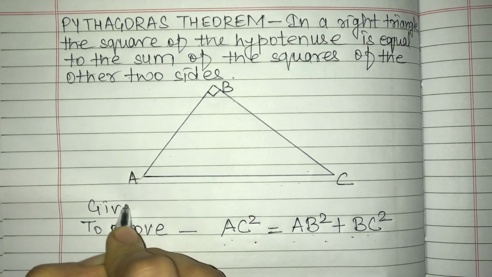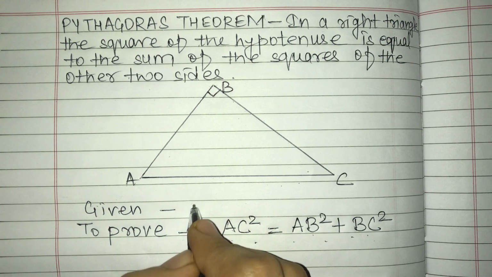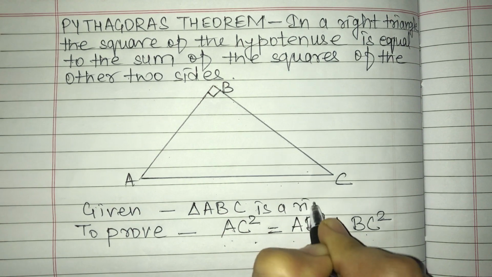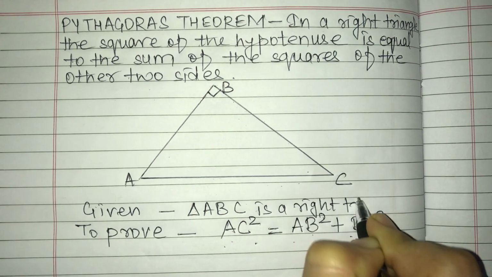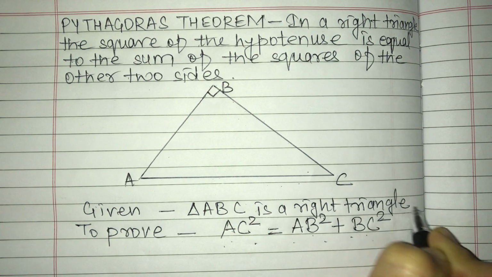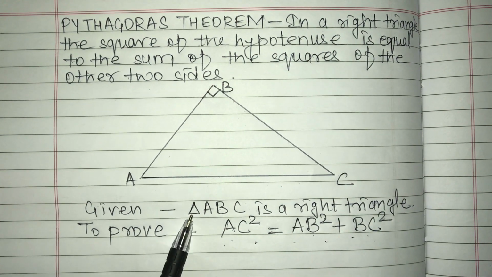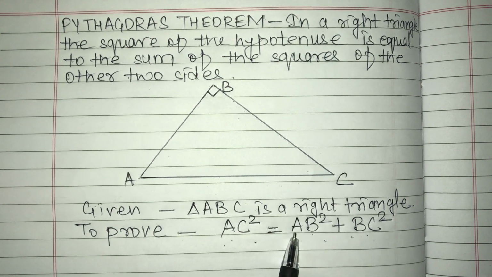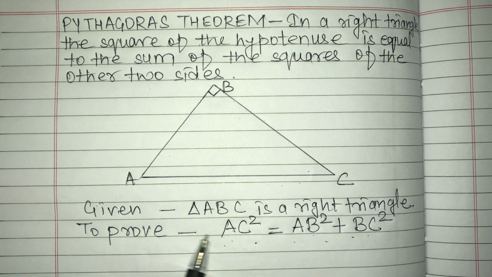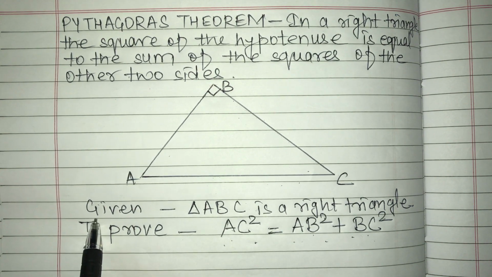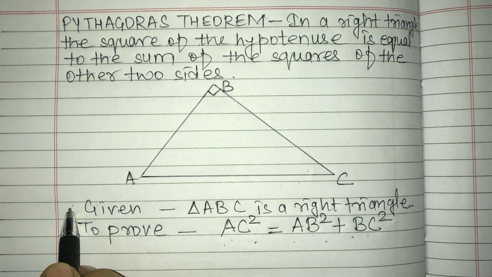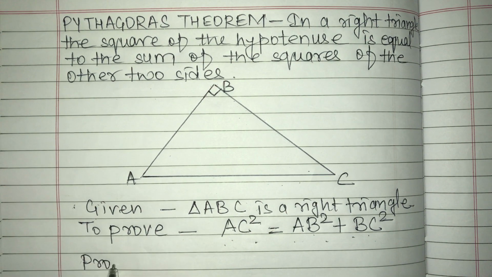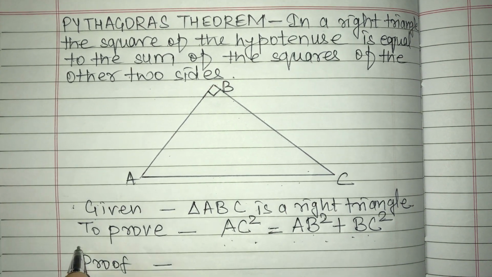And we are already given in the question that this triangle ABC is a right triangle, right angled at B, and the theorem says that in this right triangle, hypotenuse square equals the sum of the squares of the other two sides. So we have to prove this theorem, and we are given that this is a right triangle. For proving this theorem, first of all I have to do some construction.